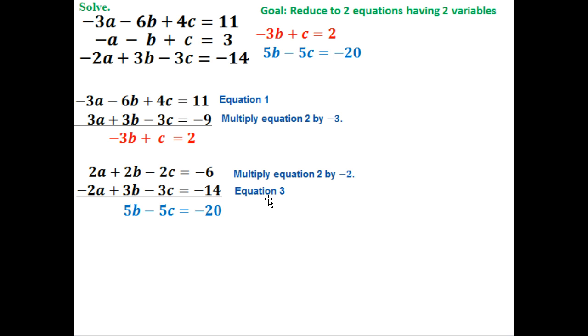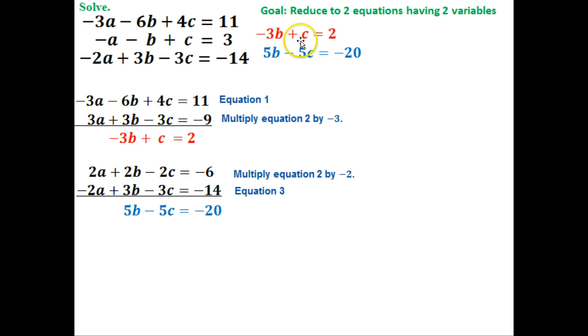Okay, now that I have this equation written up top here, I've got to get rid of either my c's or my b's to find out what the other value is. I've reached my first goal, which is to have two equations with two variables. We got that. Now I just need to work on eliminating some of these.